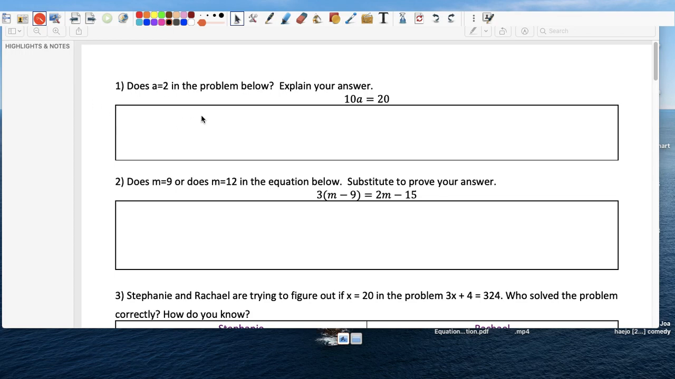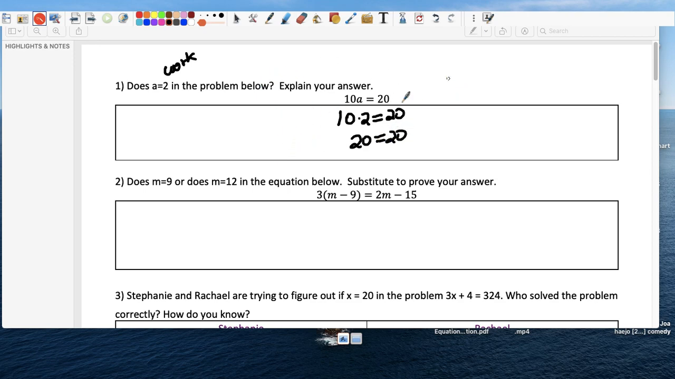Okay, so let's get this done. Does a equals 2 work in the problem? There's a word missing. We'll explain our answer. So let's try. So 10, I'm gonna change, come here. Does it work? Oh yeah, it does, because 10 times 2 is 20, equals 20.